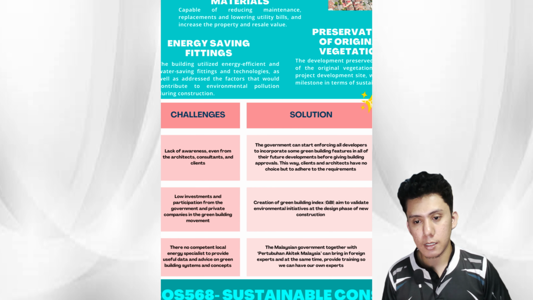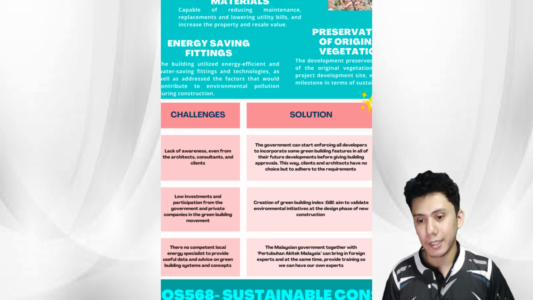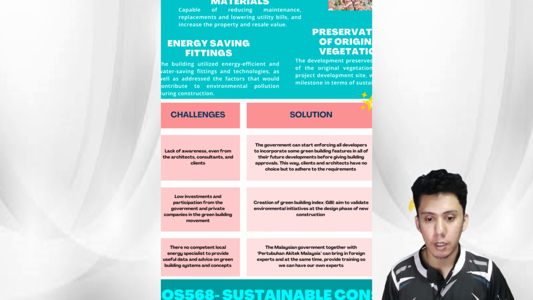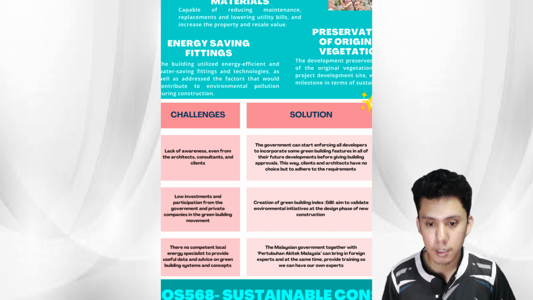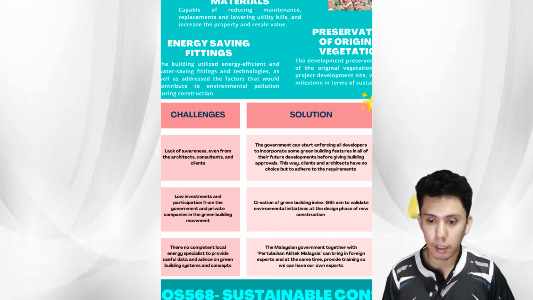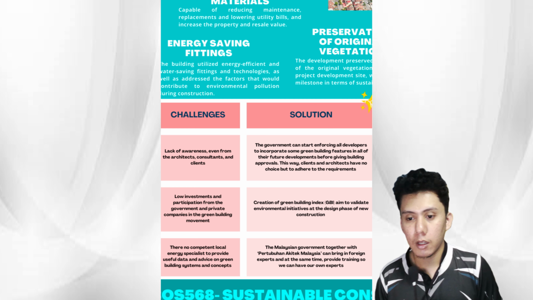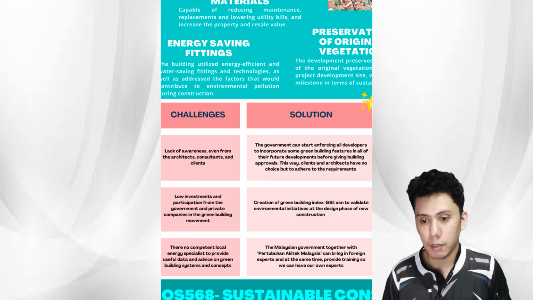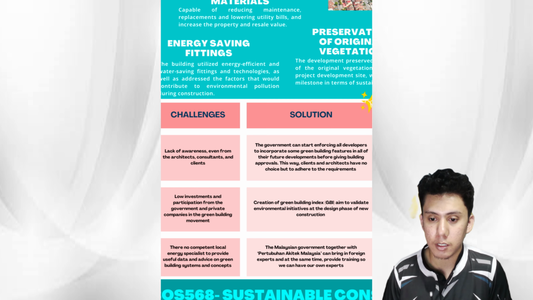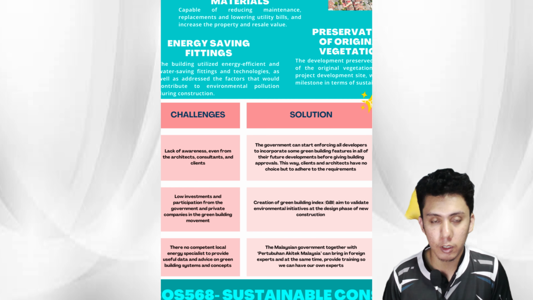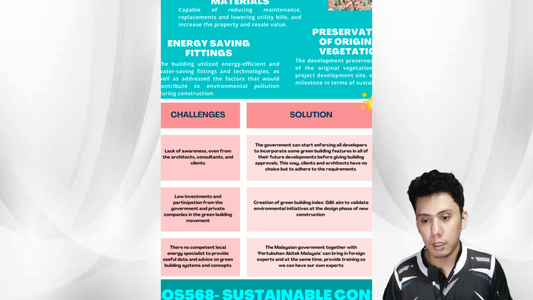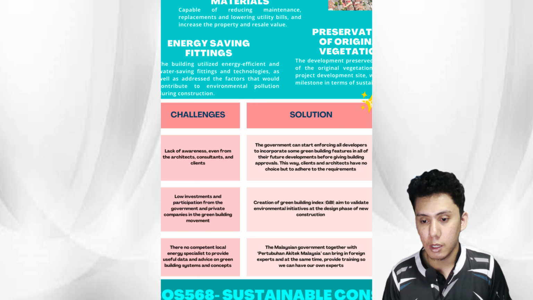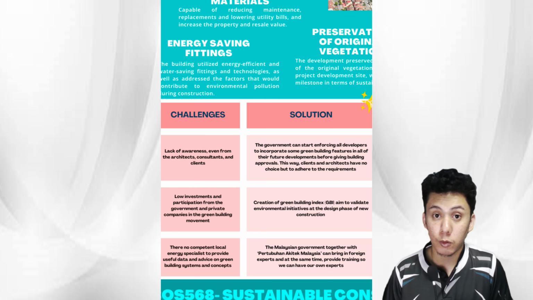These are the challenges that happen when applying energy efficiency and the solutions to counter them. The first challenge is the lack of awareness from the architects, consultants, and the clients. The solution: the government can start enforcing all of the developers to incorporate some green building features in all of their future developments before giving them approval. This way, the clients, the architects, and the consultants have no choice but to accept the requirements needed.